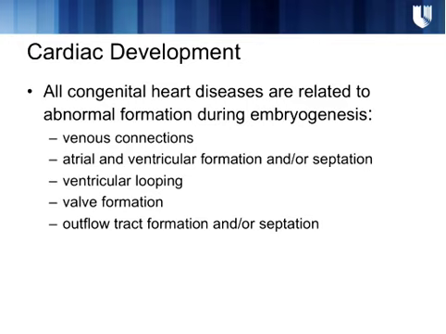To talk about congenital heart disease, you do need a basic understanding of cardiac development. All congenital heart diseases are related to abnormal formation during embryogenesis, which we'll review in the next slide. So there are abnormal formations of venous connections, abnormal formations of the atrial and ventricular chambers, either with formation or septation of the chambers. There's abnormal ventricular looping, which I'll discuss in the next slide, abnormal valve formation, and abnormalities in the outflow tract formation and or septation of the outflow tracts.